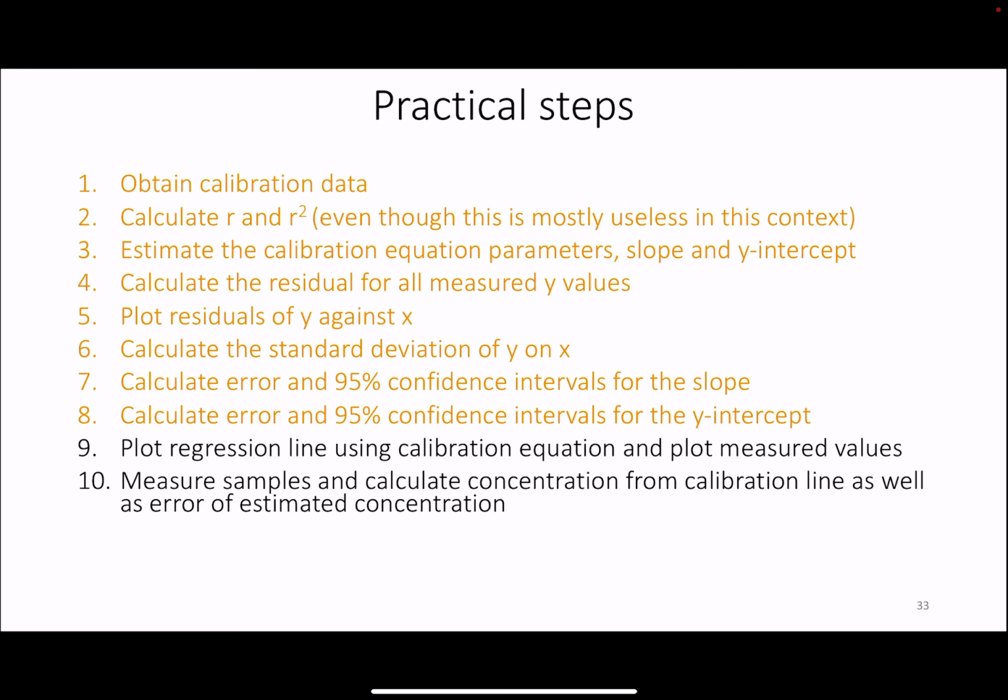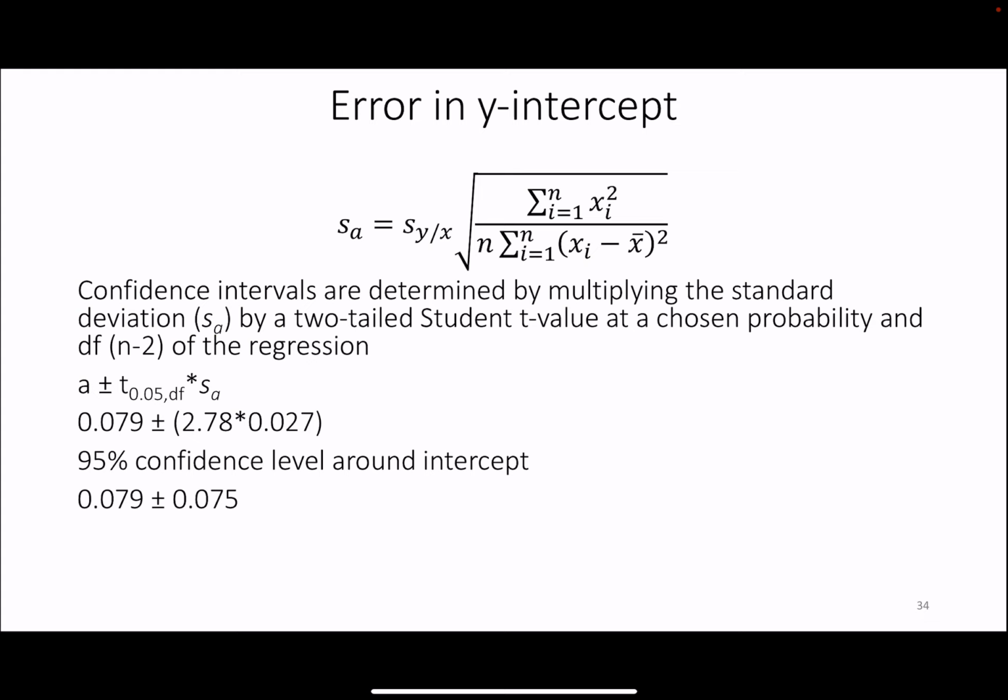We do the same thing for the y-intercept. So A is the y-intercept. This is the equation to calculate the standard deviation of the y-intercept. So you report your y-intercept here, and then you do your t-value times the standard deviation. Again, we've chosen a 95% confidence interval. So here you would say your y-intercept is 0.079 plus or minus 0.075. So in this case, it's actually fairly high uncertainty associated with your y-intercept.